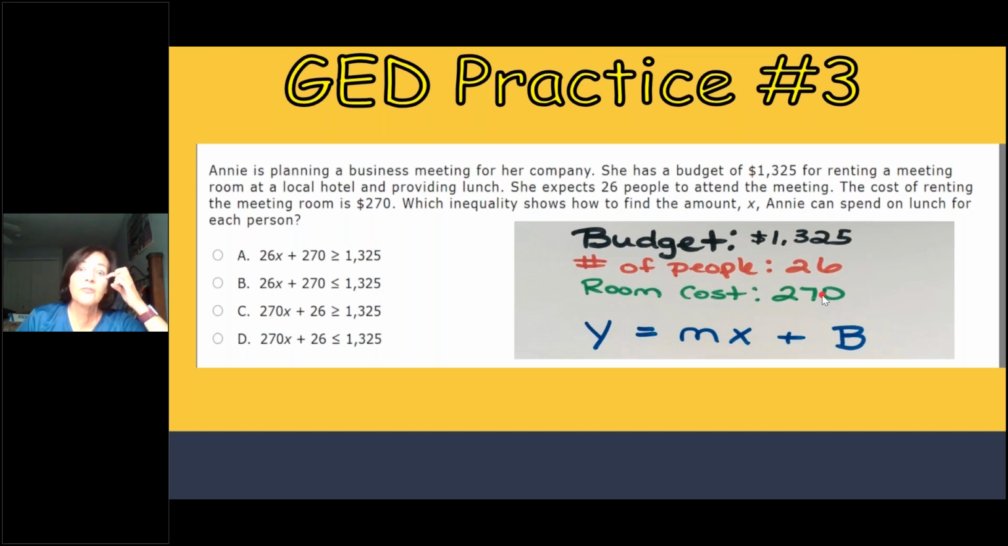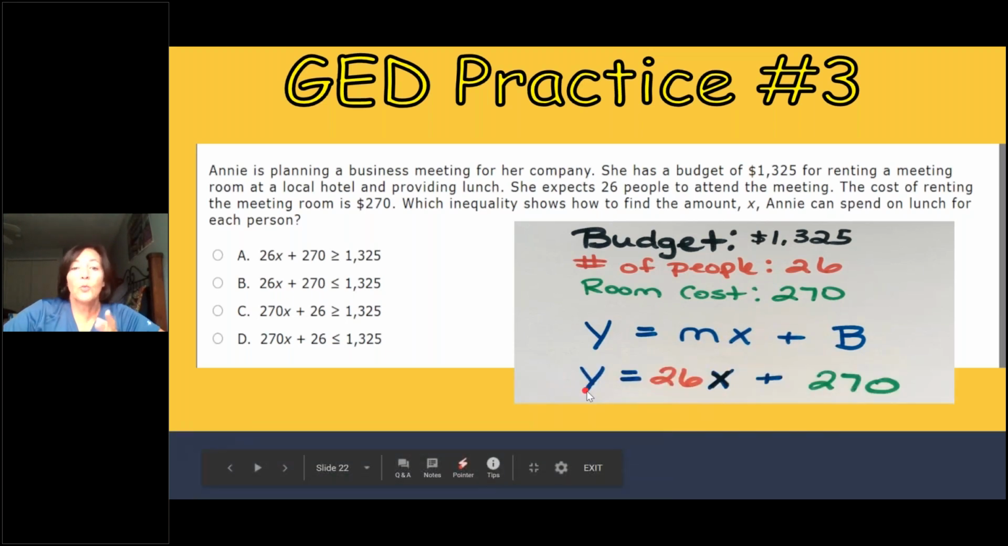And our slope-intercept form of the linear equation, y equals mx plus b. So I said that we're going to leave the y and the x exactly as they are. The number of people is going to be our independent variable. We have to multiply the number of people times the cost of lunch. So the more people you have, the more you're going to spend on lunch. The fewer people you have, the less you're going to spend on lunch. You're going to have to multiply number of people by price of lunch. So it's going to be 26x.